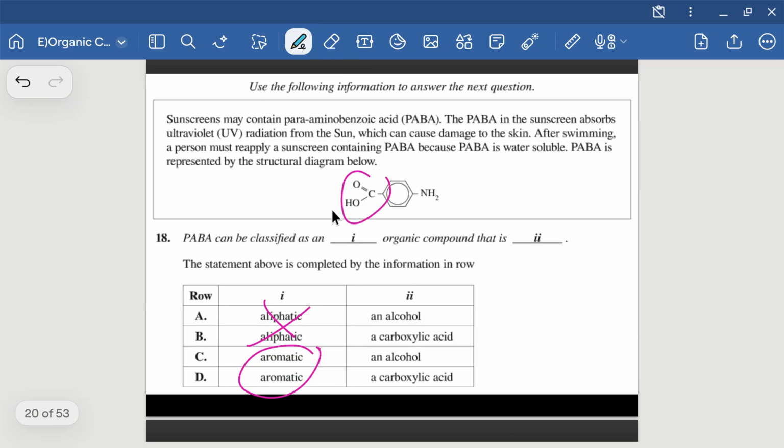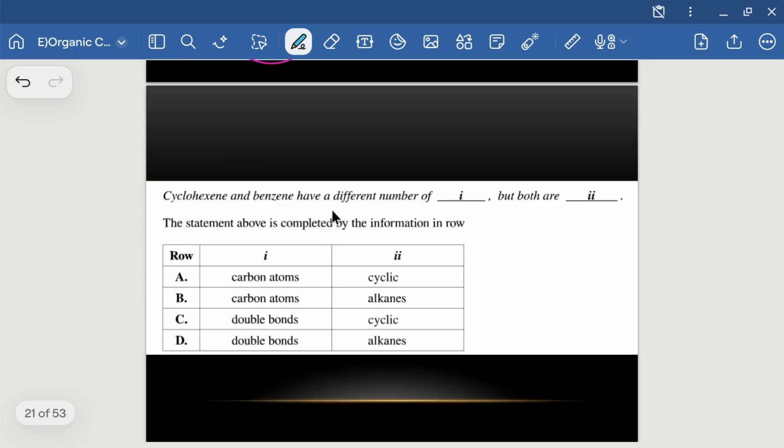The next one, cyclohexene and benzene have a different number of, that would be double bonds, right? This only has 1 double bond within, and this has 3 double bonds within. So not carbon atoms, but both of these are cyclic, right? Cyclo and benzene is in a circle, so this would be C. You can also rule out alkanes because to be an alkane, it has to end in A-N-E.